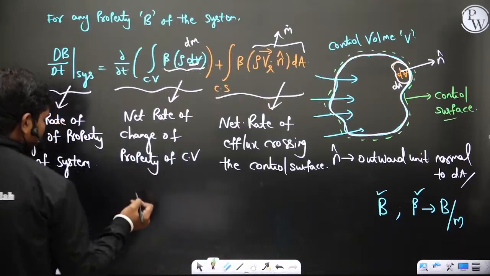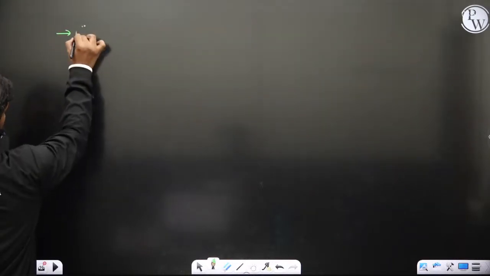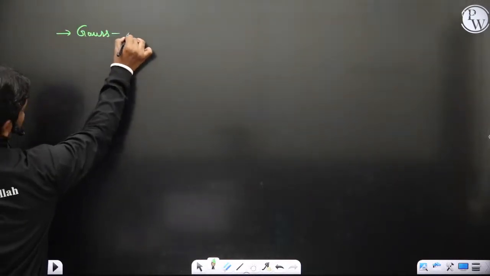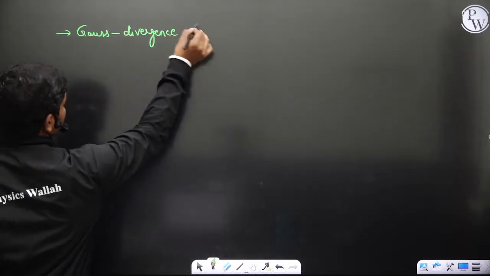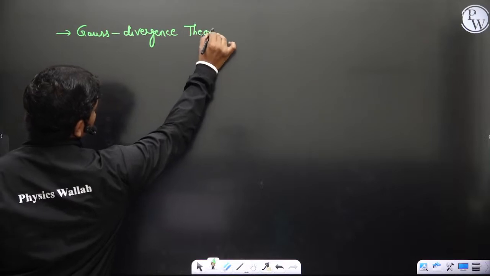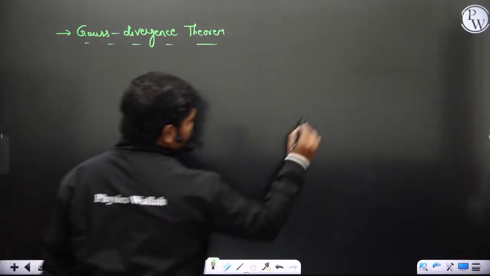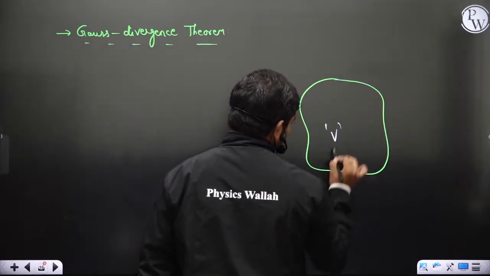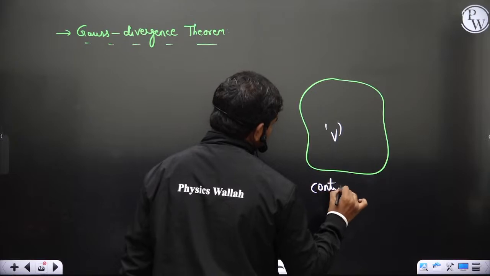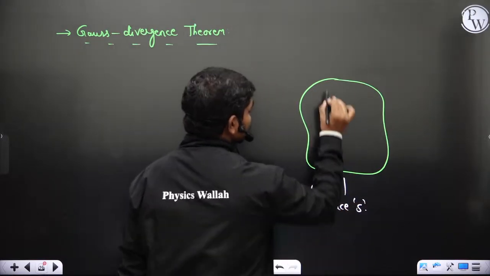In maths you might have studied this. I don't know whether you might have, but definitely you might have studied this still. The Gauss divergence theorem is very powerful, in electronics, mechanical, everywhere, when you are dealing with electric fluxes, magnetic fluxes, fluid fluxes like this. Let us suppose we have some volume V, and this is the control surface S, for example.